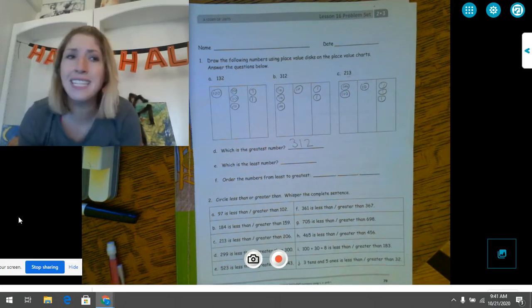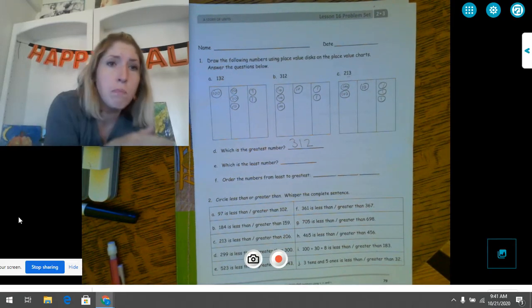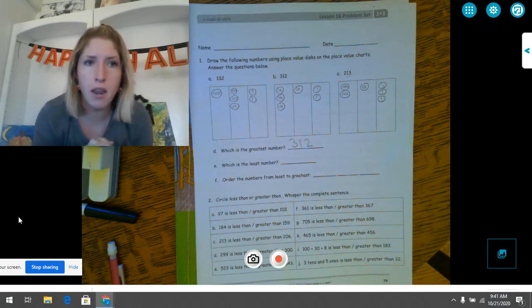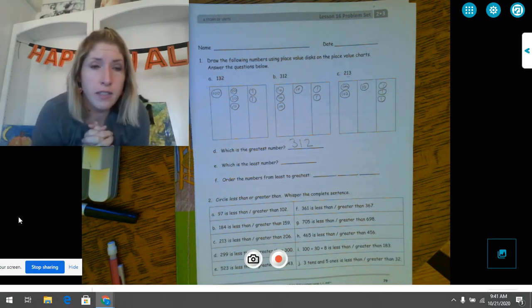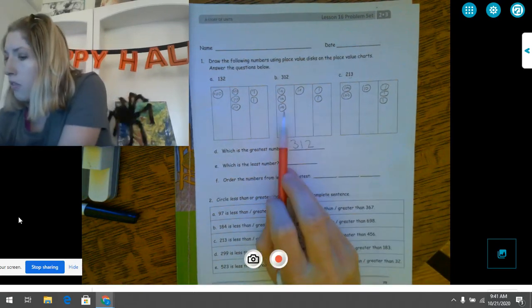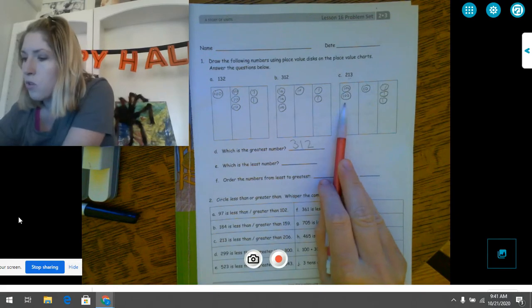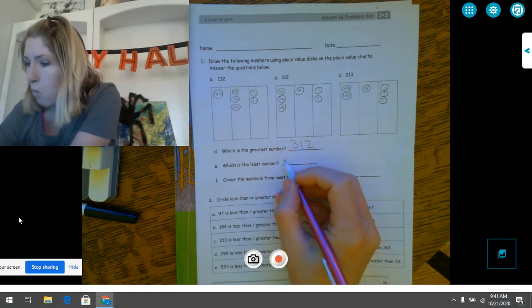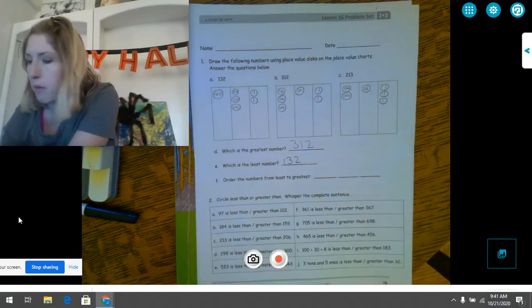Which is the least number? So least means the smallest number. So which of these three numbers is the smallest number? Well, which one has the least amount of hundreds? That's going to be our smallest number. So that one had 3, this one has 2 in the hundreds place, and this one only has 1 in the hundreds place. So that's going to be our least number. 132 is our smallest number of the three.